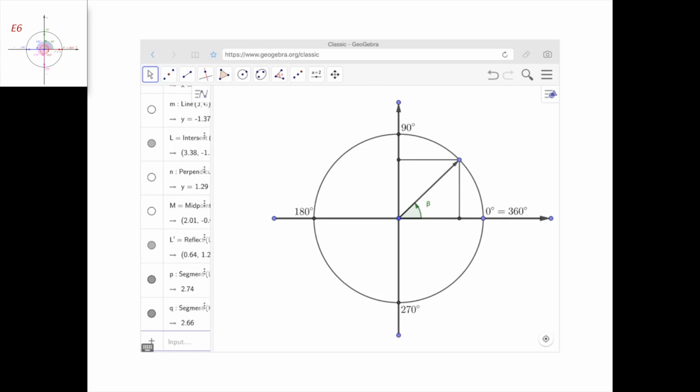For this part, I would suggest you first review element number 6 because we'll be building on top of it. This you can recognize as the unit circle.